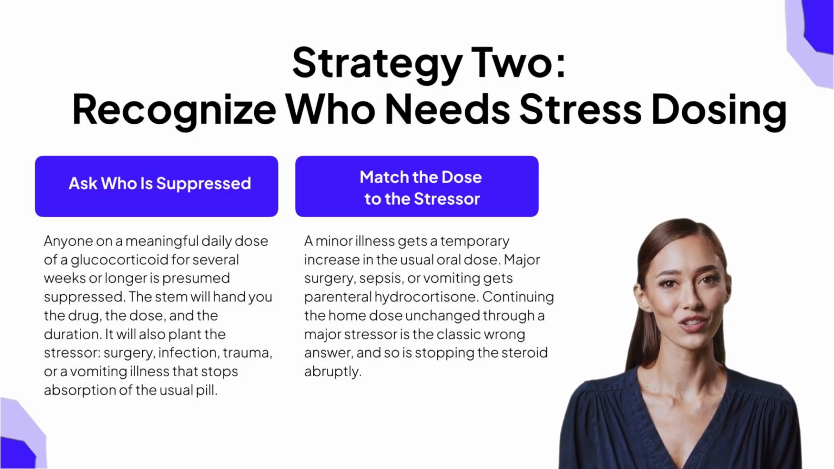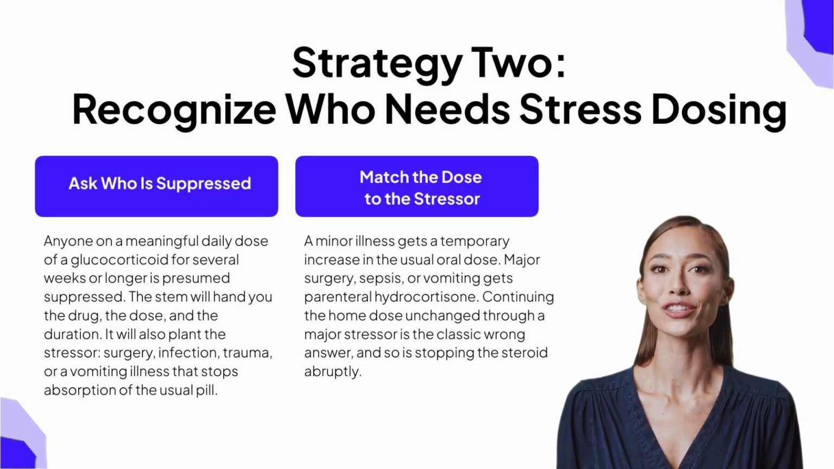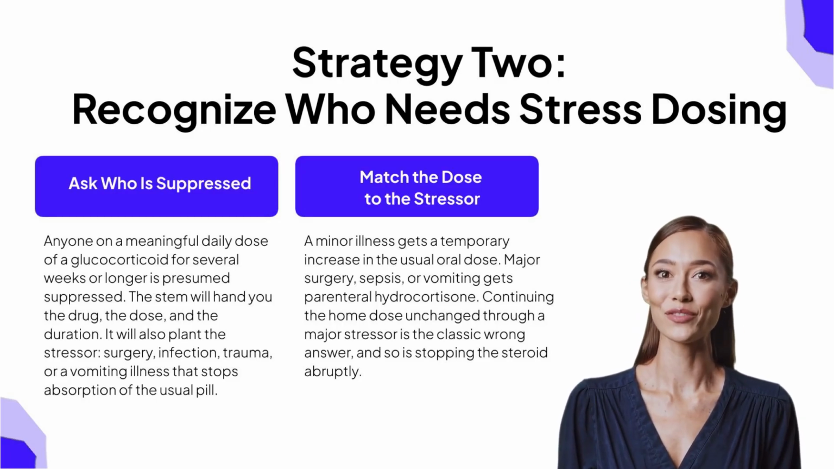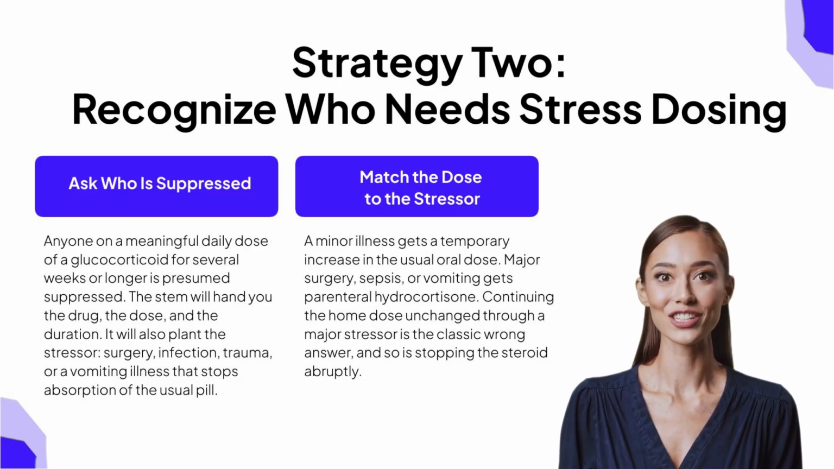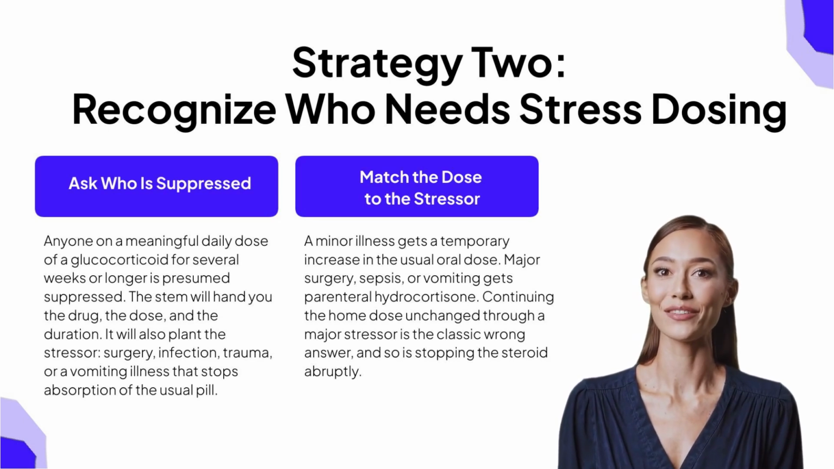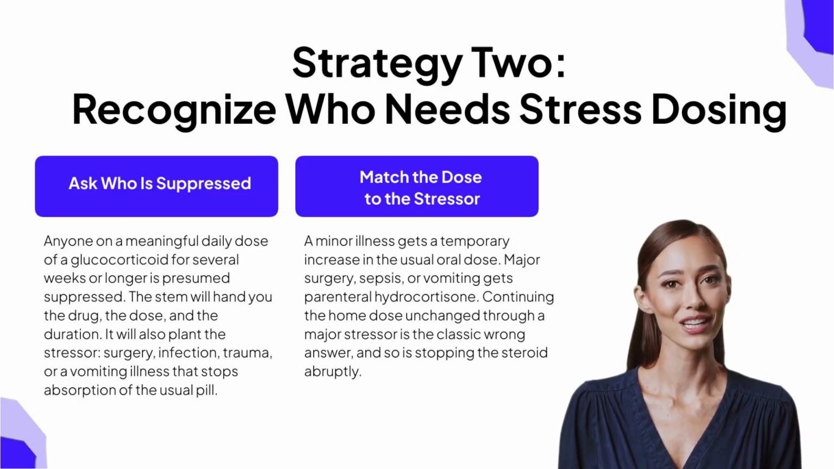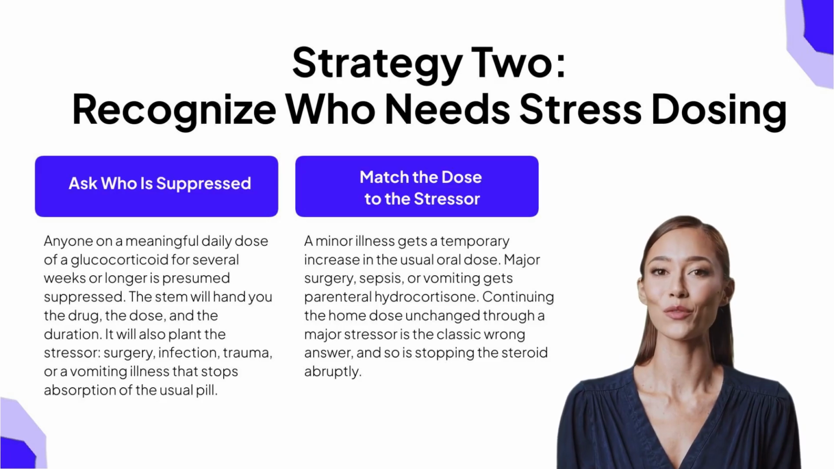Strategy 2 is stress dosing, tested more than any textbook would suggest. Start by asking who is suppressed. Any patient on a meaningful daily glucocorticoid dose for several weeks or longer is presumed suppressed, and the stem tells you the drug, dose, and duration. That sentence is the clue, not decoration. Then find the stressor the writer planted. Surgery, serious infection, major trauma, or a vomiting illness where the patient can't absorb the pill.